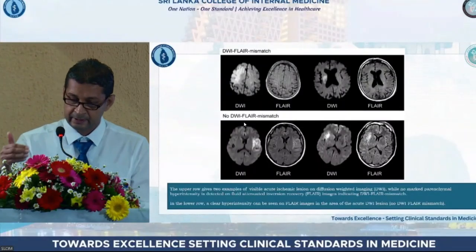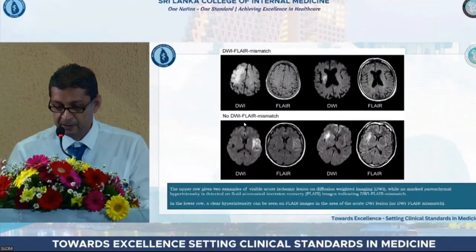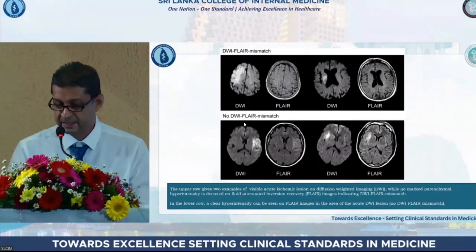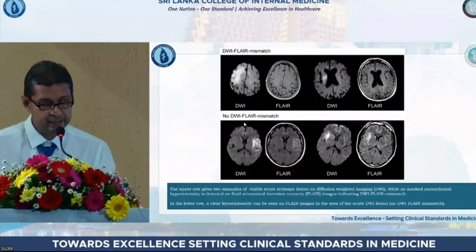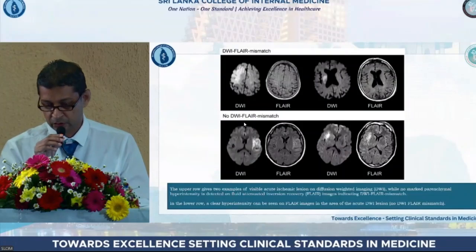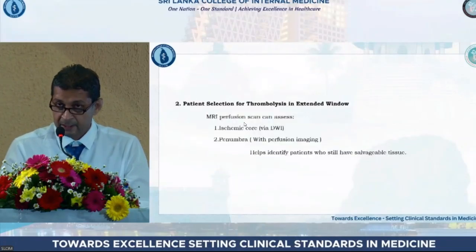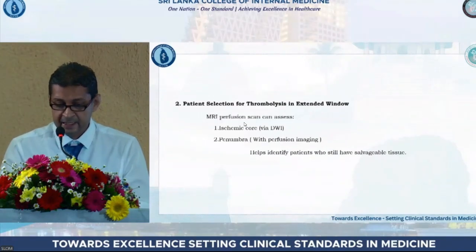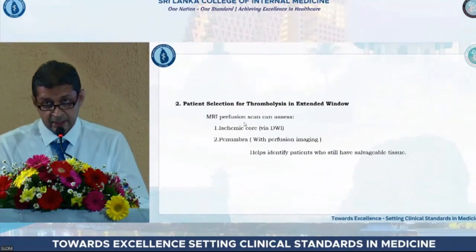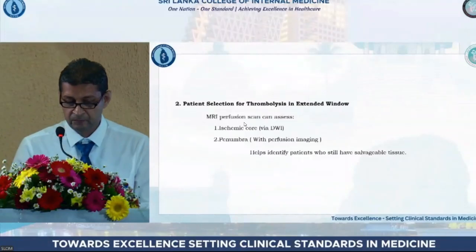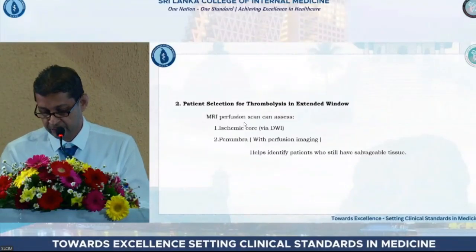So the patients in the upper row can be considered for thrombolysis, and the patients in the lower row are not suitable for thrombolysis. Also, MRI perfusion scan can be used in the decision making for the extension of the window period.